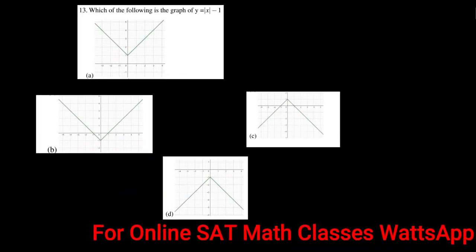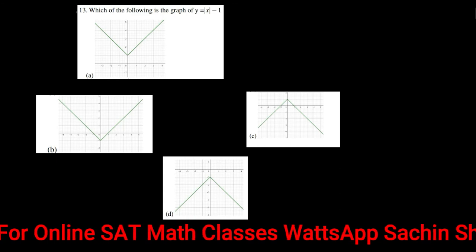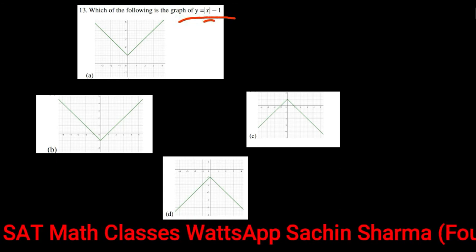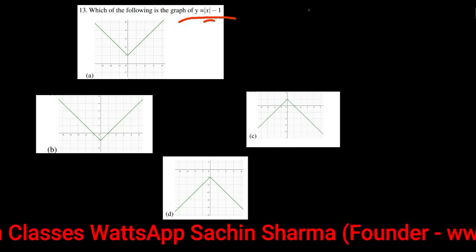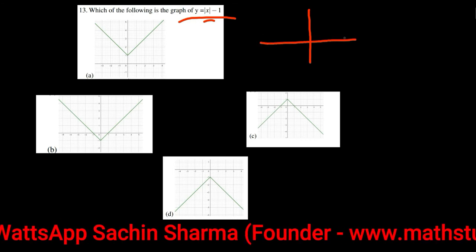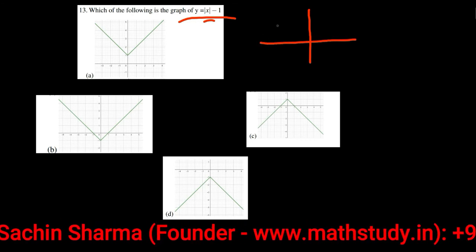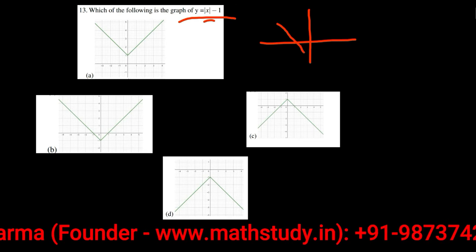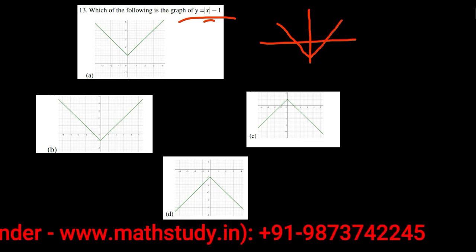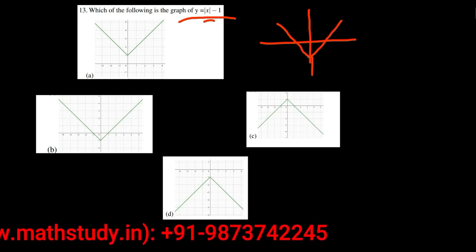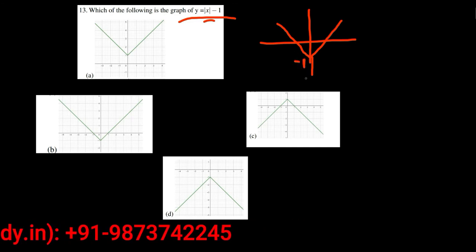So students, here the question is y is equal to mod x minus 1, as you can see here. So therefore it is saying that our graph has the value of y reduced by 1 unit, which has reduced 1 unit. So that is why this particular point is minus 1 on the y-axis, right?